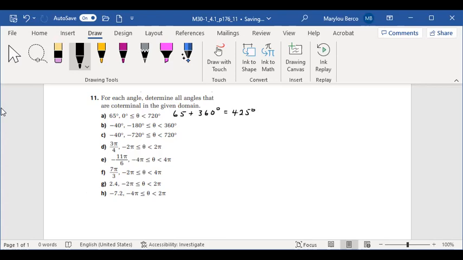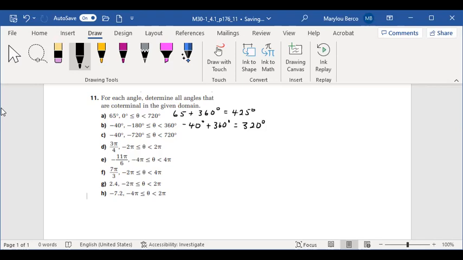For B, we have negative 40 plus 360 is equal to 320 degrees. So in the domain negative 180 degrees is less than or equal to theta, is less than or equal to 360, the angle 320 is coterminal with negative 40 degrees.